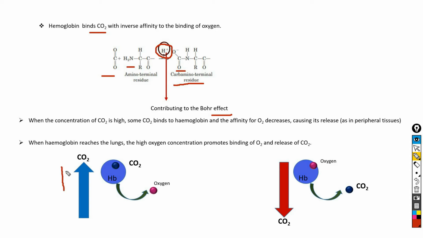So when the concentration of CO2 is high, some CO2 binds to hemoglobin. When CO2 binds to hemoglobin, the affinity of hemoglobin for oxygen decreases. That causes release of oxygen from the hemoglobin. But when CO2 concentration is low, as in the lungs, where oxygen concentration is high, the high concentration of oxygen promotes the binding of oxygen to the hemoglobin and release of CO2 from the hemoglobin.